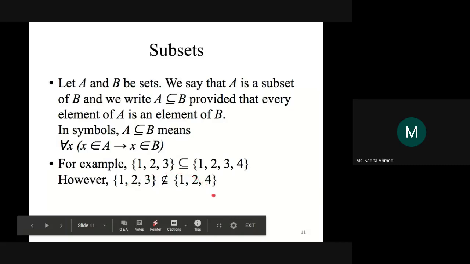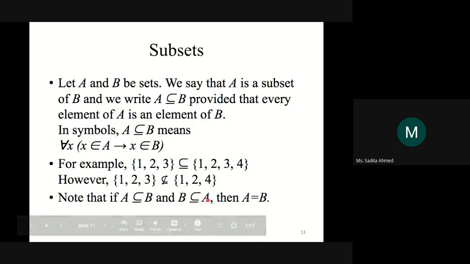This set is not a subset of this set. Why? Because the element 3 in the set on the left-hand side does not belong here. So this is not a subset of this set, right? Also, something that we've already established: if A is a subset of B and B is a subset of A, then these two are equal to each other, right?